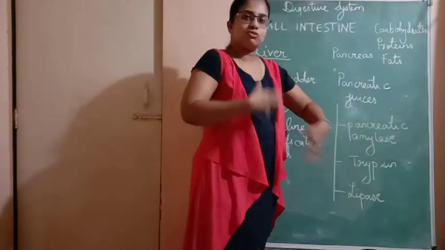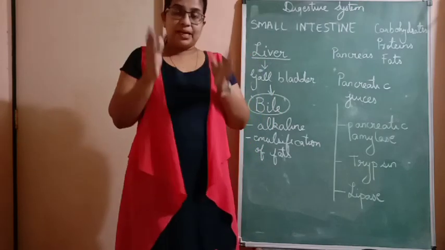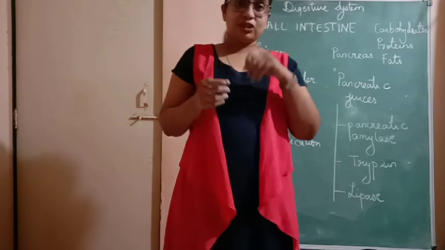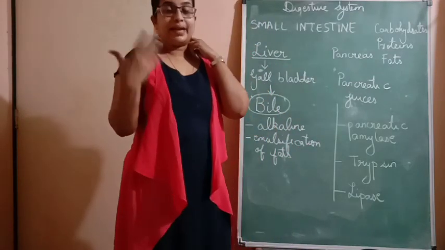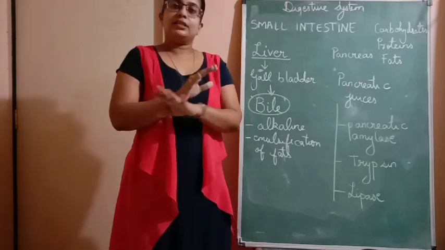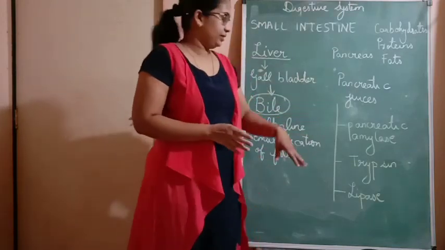So all these juices get mixed with the food when it enters the small intestine. And the main function of the small intestine begins there, which is digestion of the maximum of the food. Breaking down the food maximum, so that when it moves ahead, the digestion process is almost complete or is complete.